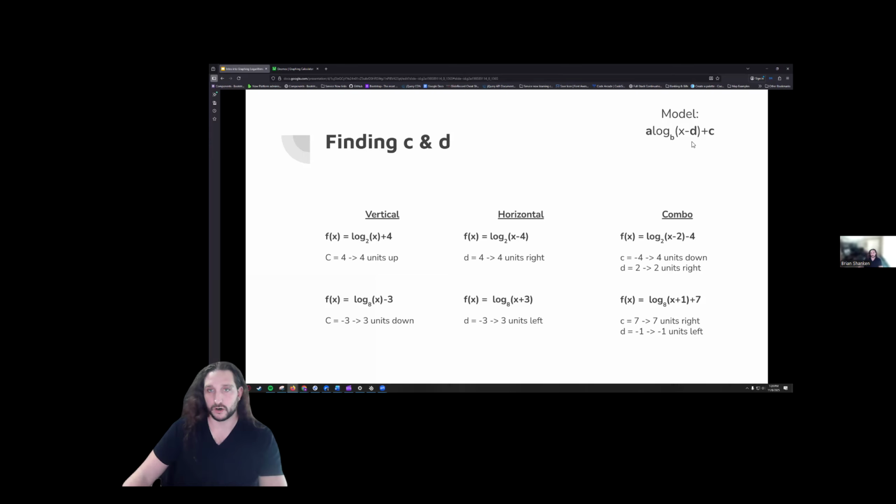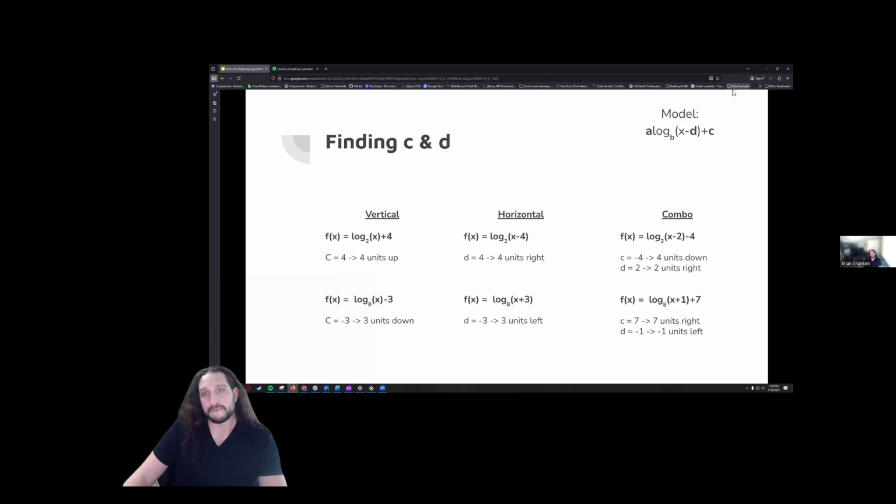We look towards our inside right here. We got that d. We got x minus d, x minus 2. That direct parallel. We're going to have a d of 2. So we're going to have 2 units to the right. Let's look at one more combo, and then we're going to move on to some visuals for our visual learners here.